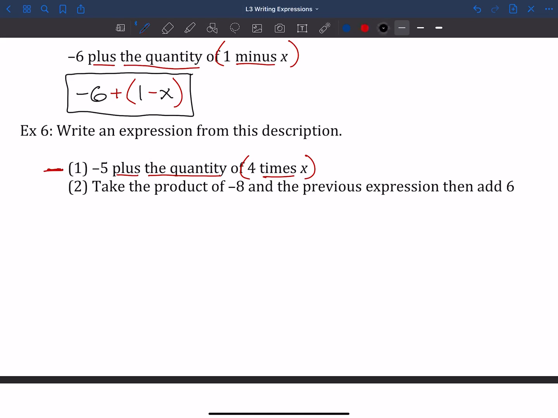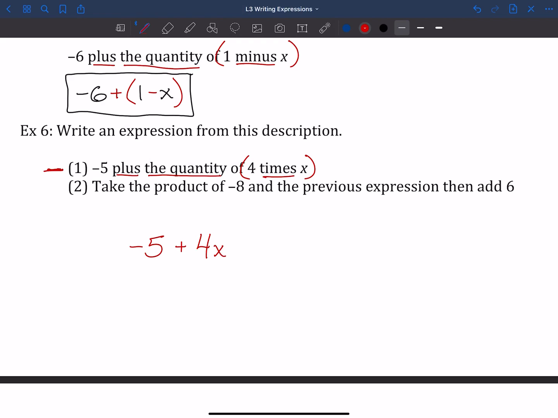We've got -5 plus the quantity of 4 times x. And again, we can clean that up a little bit. I am going to do that here so that our final answer doesn't look super duper scary. But if you're at a point where you want a little bit of instruction on how to do that, when I see you in person, please ask. So that 4 times x is just 4x.